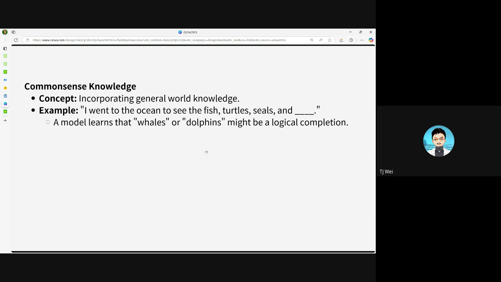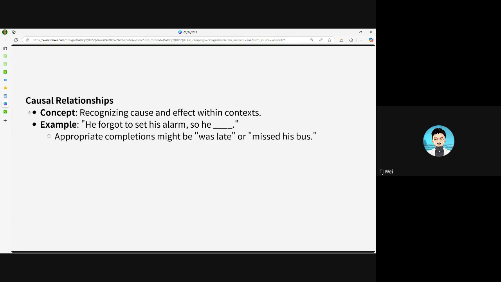So in order to complete this sentence, to achieve the training goal of an autoregressive method, the GPT can learn some common sense knowledge. And also there are causal relationships, like what is the cause and effect within a context. For example, if he forgot to set his alarm, what would be the consequence? Like he was late or he missed his bus.